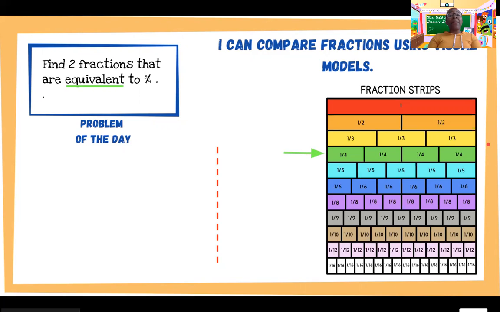3/4 has a denominator of 4, so we know we're going to use the 4th fraction strips. Let's model 3/4 together. Here we go. There it is, 1/4, 2/4, 3/4. So remember, this is our baseline. We are looking for fractions that are the exact same length as 3/4.